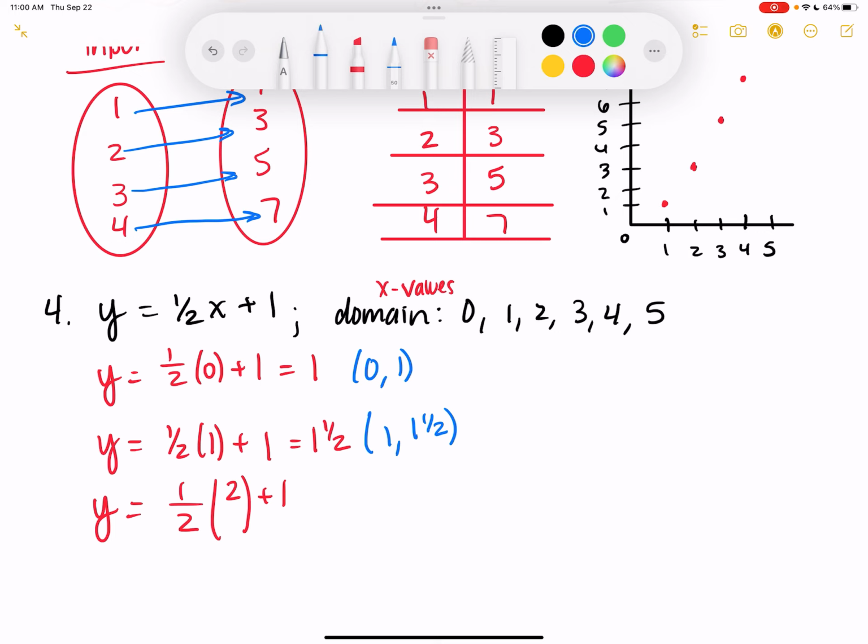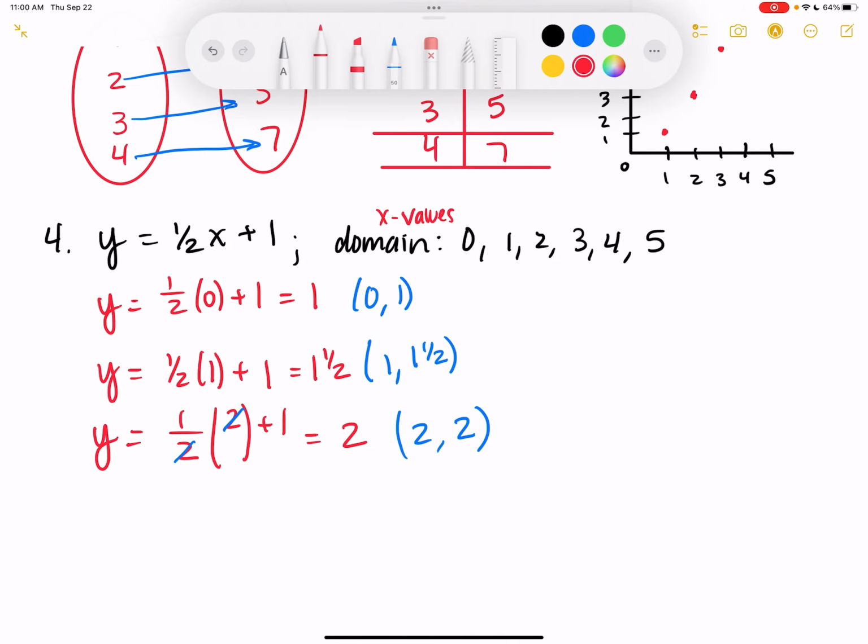So what we can do when we're doing this is these actually can cancel. So it'll just be 1 plus 1. So then it's 2 total. So we have the point 2, 2. The good news is this is the only one with fractions. So we're getting out of the way now.